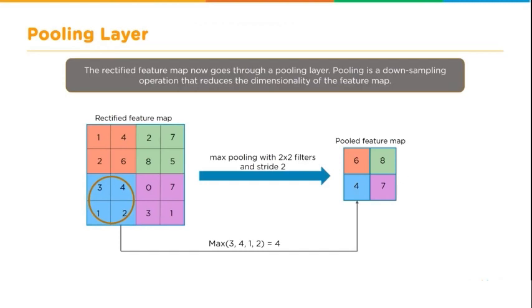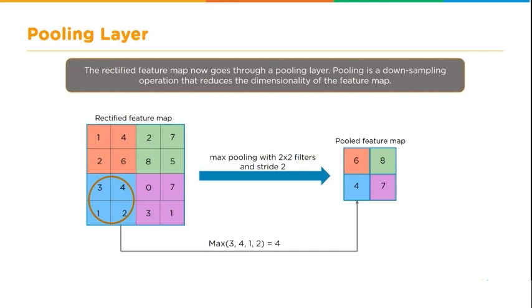The rectified feature map now goes through a pooling layer. Pooling is a downsampling operation that reduces the dimensionality of the feature map. That's all we're trying to do. We're trying to take a huge amount of information and reduce it down to a single answer. This is a specific kind of bird. This is an iris. This is a rose. So you have a rectified feature map, and you see here we have a rectified feature map coming in.